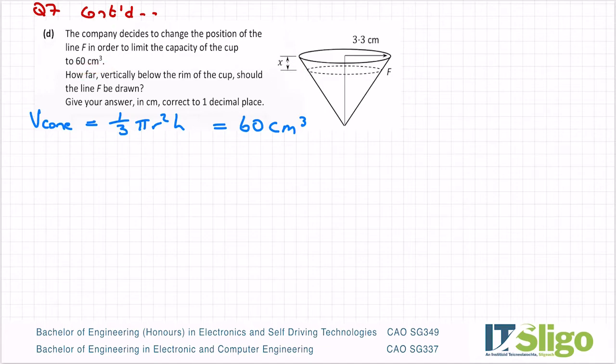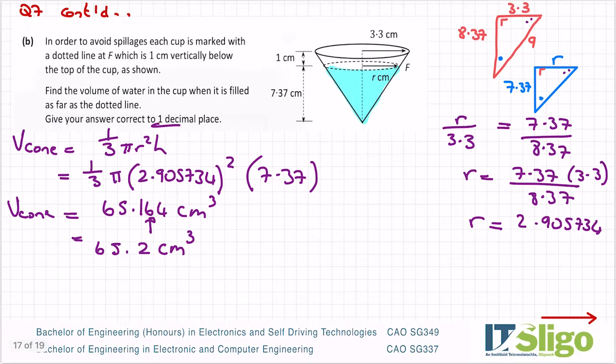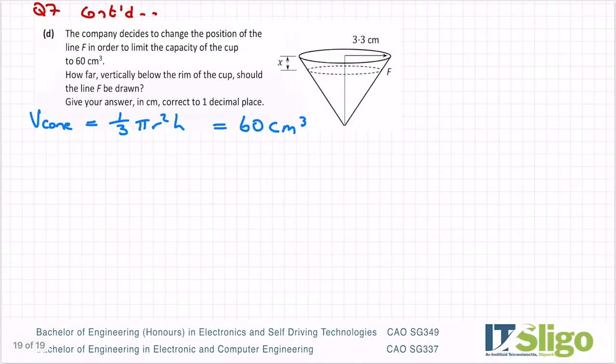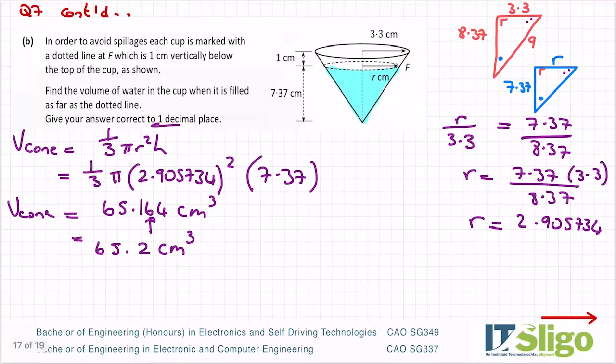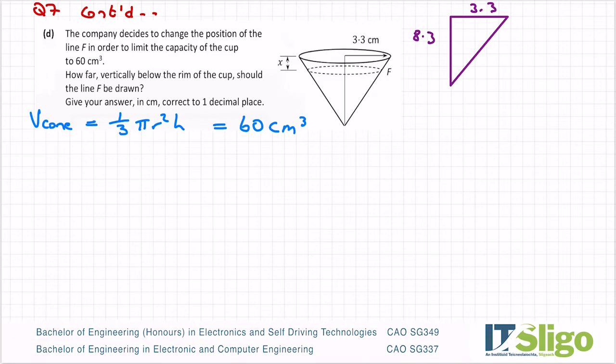So I need the radius of that new part and the height. How did we get that in the last question? We used similar triangles, so we're going to do that again here. Let me draw the big triangle. I know this is 3.3 and this is 8.37. Then let me draw my smaller triangle.